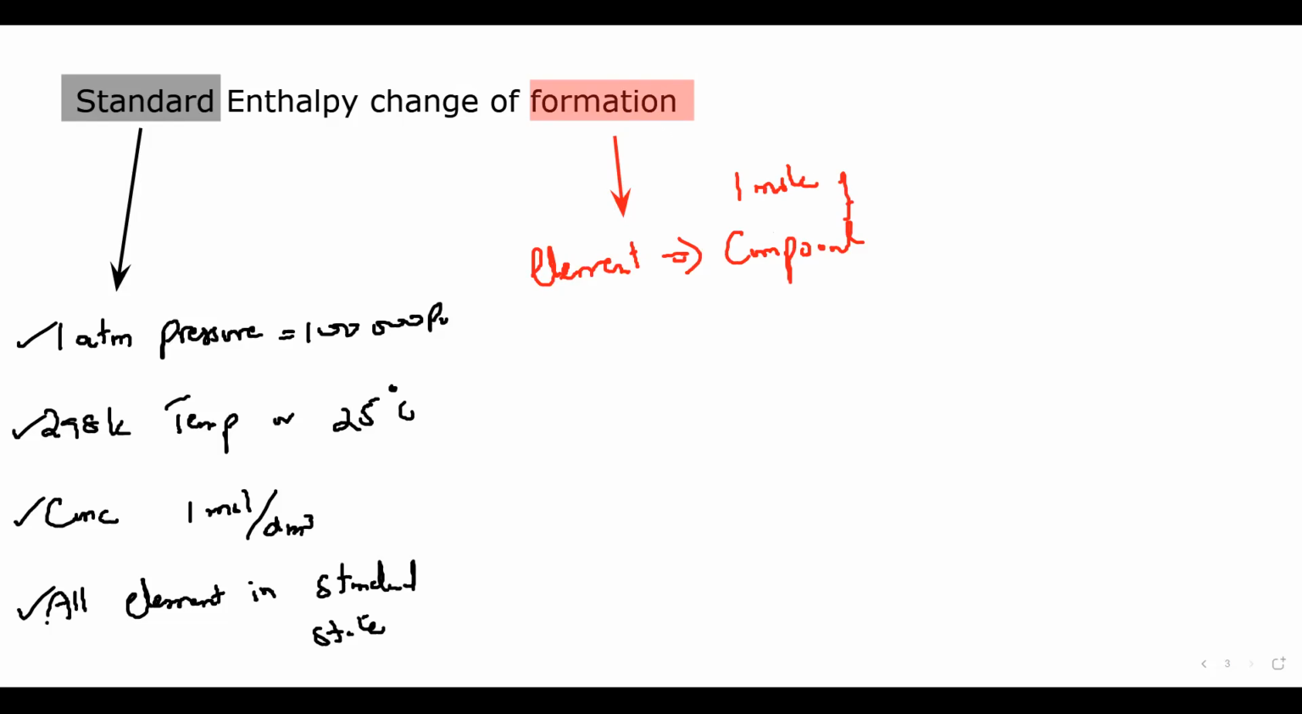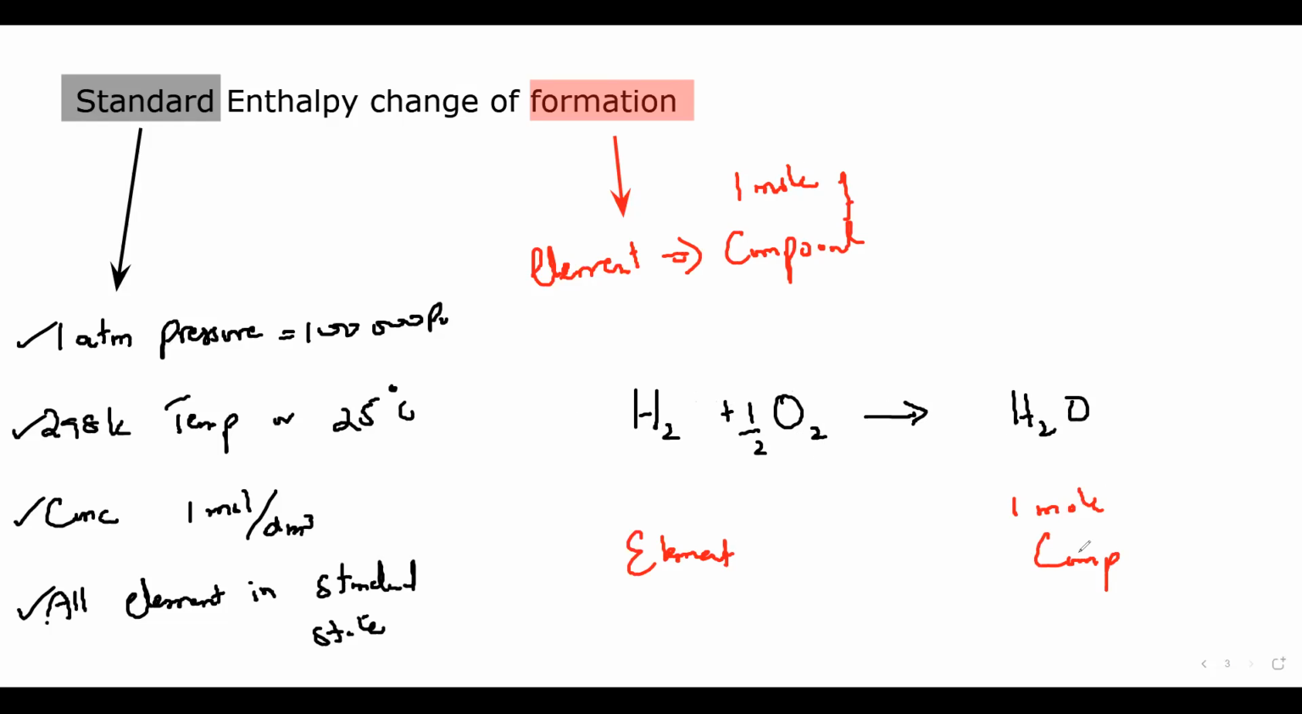Example, we have hydrogen reacted with oxygen to give H2O, 1 mole of H2O, and the equation must be balanced. We need 2 hydrogen, but we don't need 2 oxygen, we need only 1 oxygen, so here it should be half oxygen. So when elements in their standard state result in the formation of a compound, and that is the condition, 1 mole of a compound.